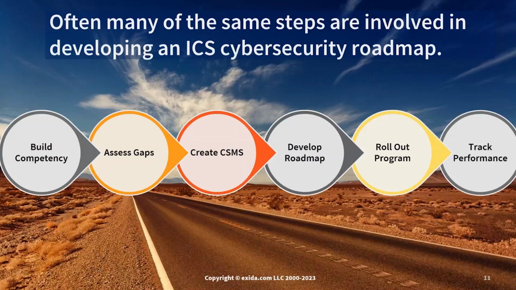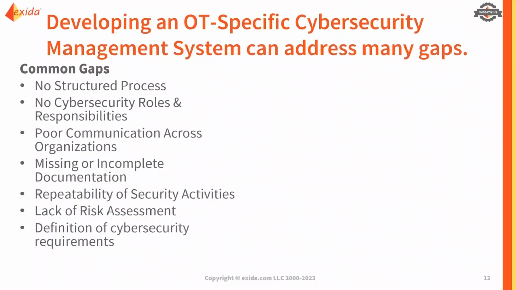Then we can look at assessing gaps through benchmark studies and assessing our current risks through cybersecurity risk assessment. We can look to create the cybersecurity management system with an OT focus, and then develop and roll that out to our different sites, to our different parts of the organization, and then track performance over time. And so although the specific steps or the time frame and the way in which we do this may change, in general, we'll have to cover many of these steps to build a successful cybersecurity program for an OT or ICS organization.